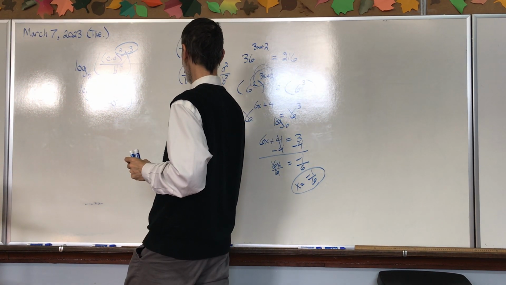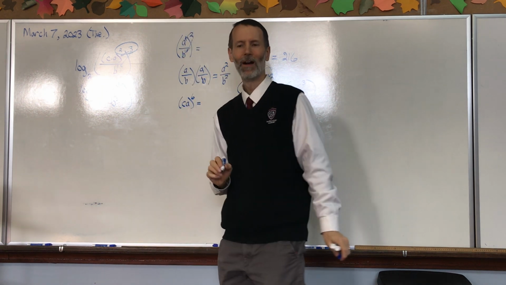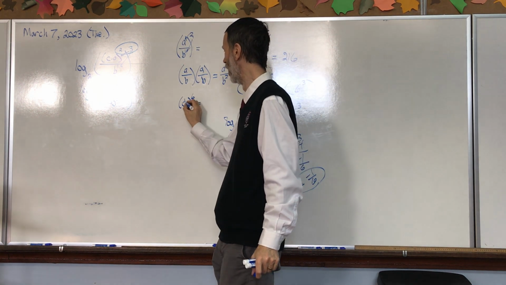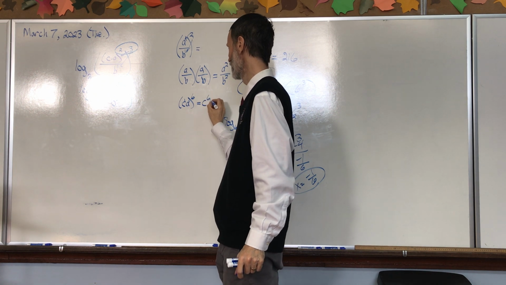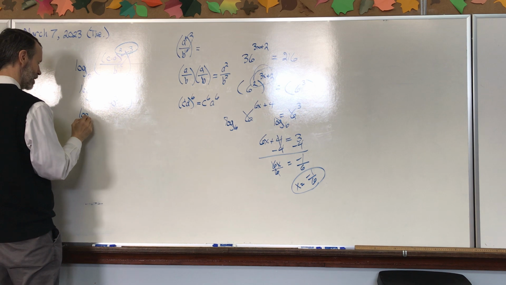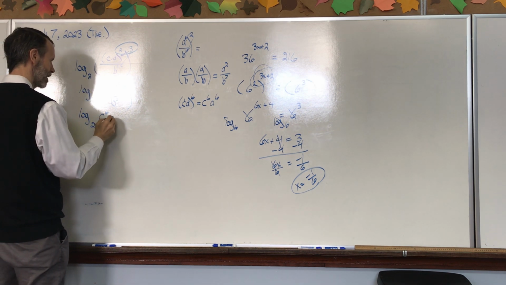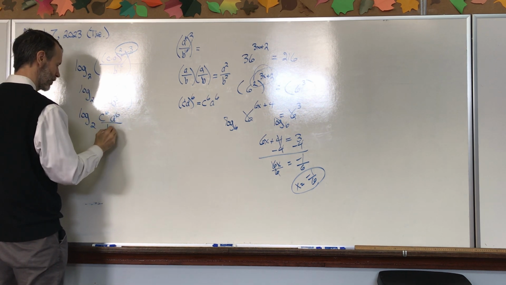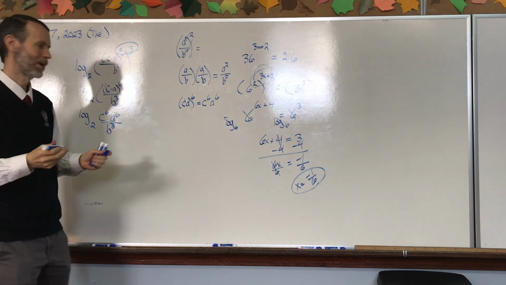Same rule. If you have C times A to the 6th power, any idea what that's gonna be? C to the 6 times a to the 6. Got it. C to the 6th, A to the 6th. So log base 2 of C to the 6th, A to the 6th over B to the 3rd. We are just about ready to do a log roll.